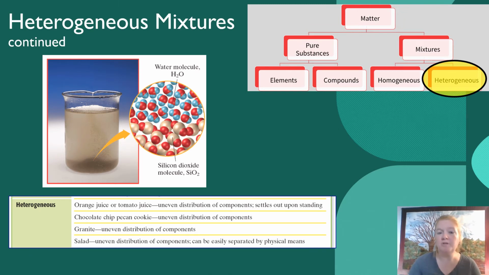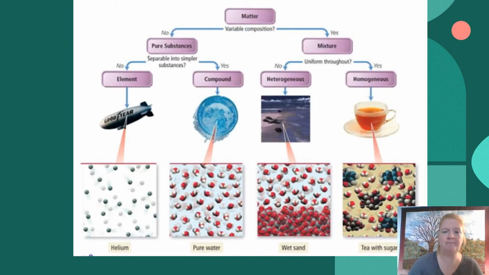Okay, a close-up you can see of a heterogeneous mixture. This is water and silicon dioxide. You can see they're not distributed evenly. The water clustered in one spot, the silicon dioxide in another. So orange juice and tomato juice, those are examples. Remember, they settle out. It says shake well. Chocolate chip cookies, granite, salad, those are examples of heterogeneous mixtures.